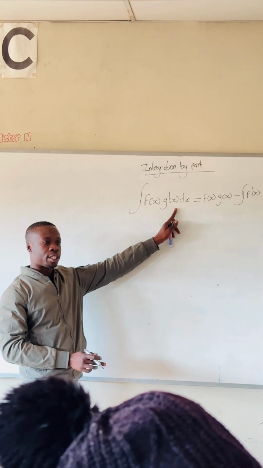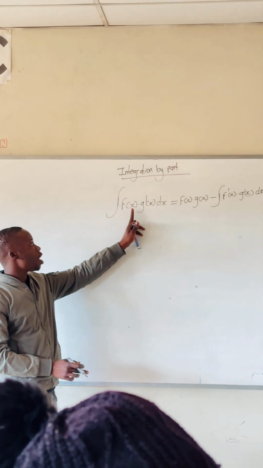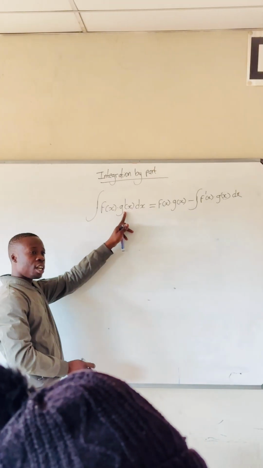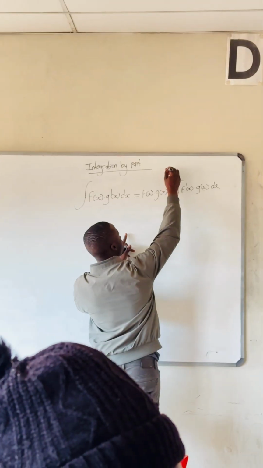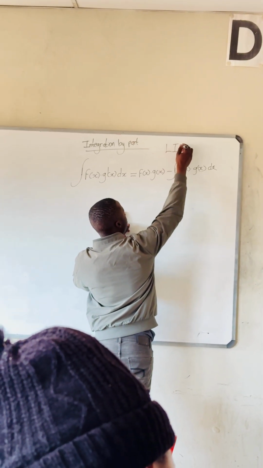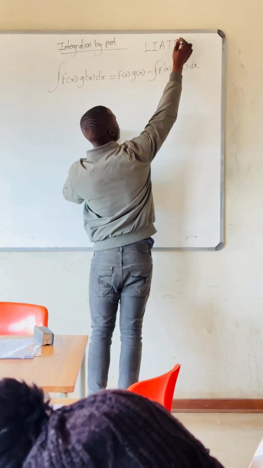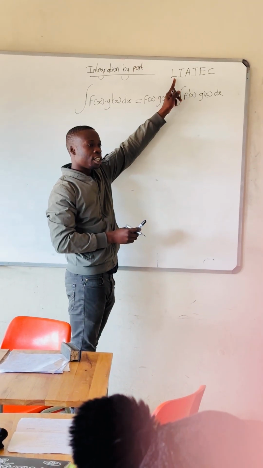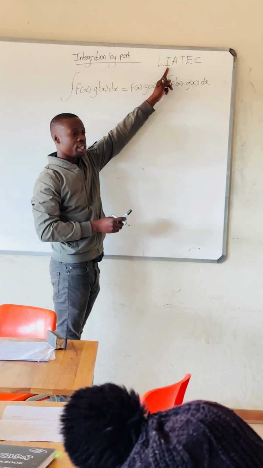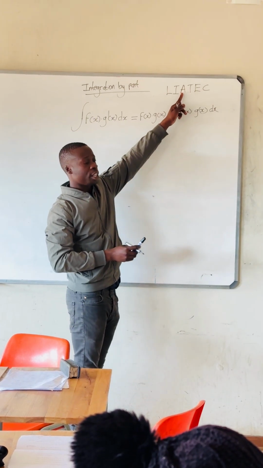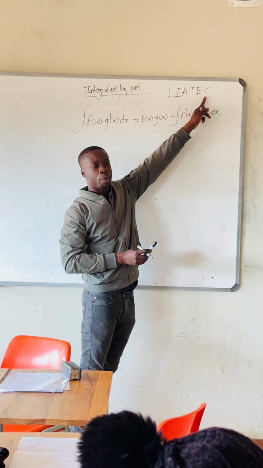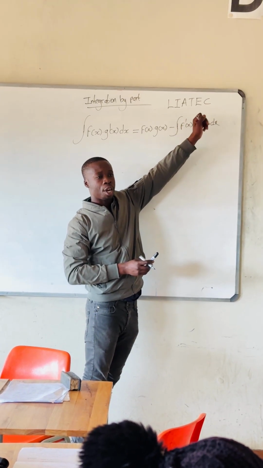If we have f of x times g of x, we said that in order for us to identify f of x and g of x, we need to identify using LIATE. So we said now we'll be using the arrangement called LIATE. We said there are many arrangements that you can use. So in LIATE, L stands for logarithmic function, I stands for inverse, A stands for algebra, T stands for trigonometry, E stands for exponential, and C stands for a constant.